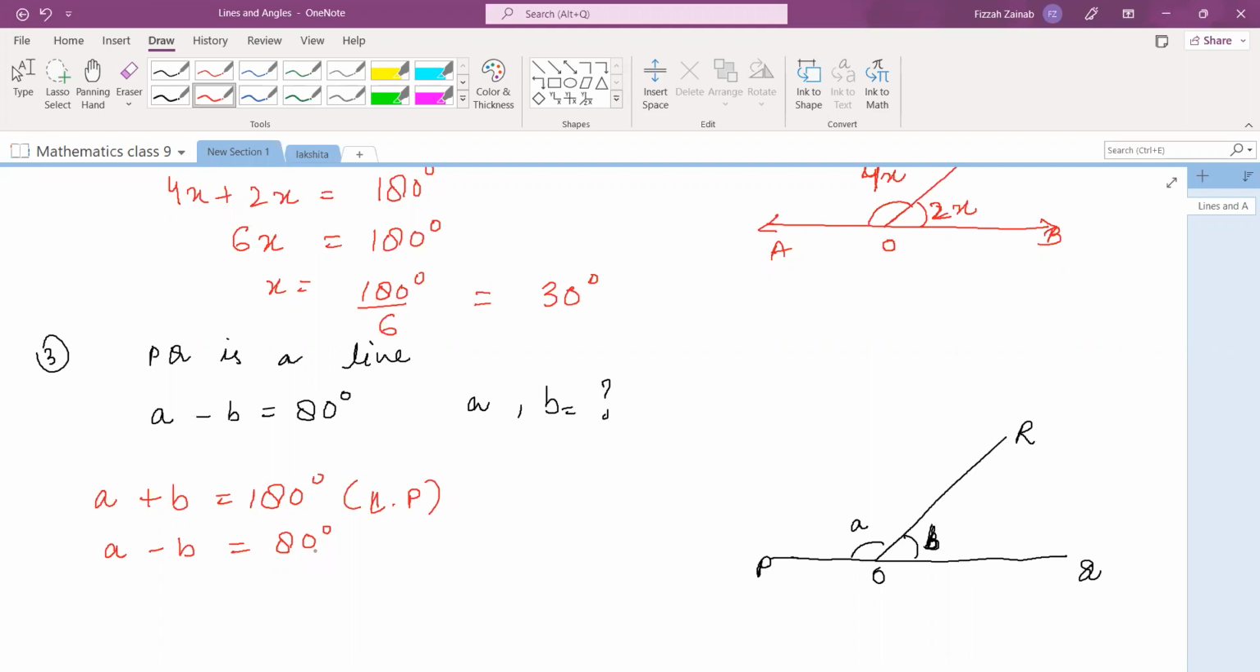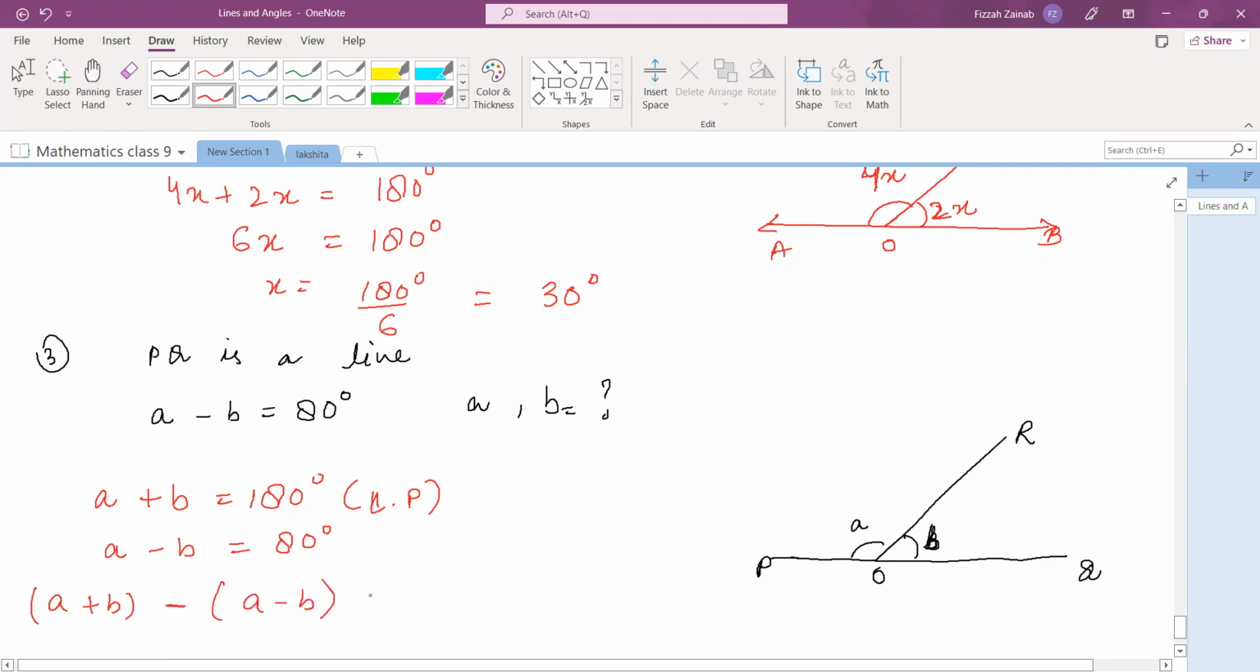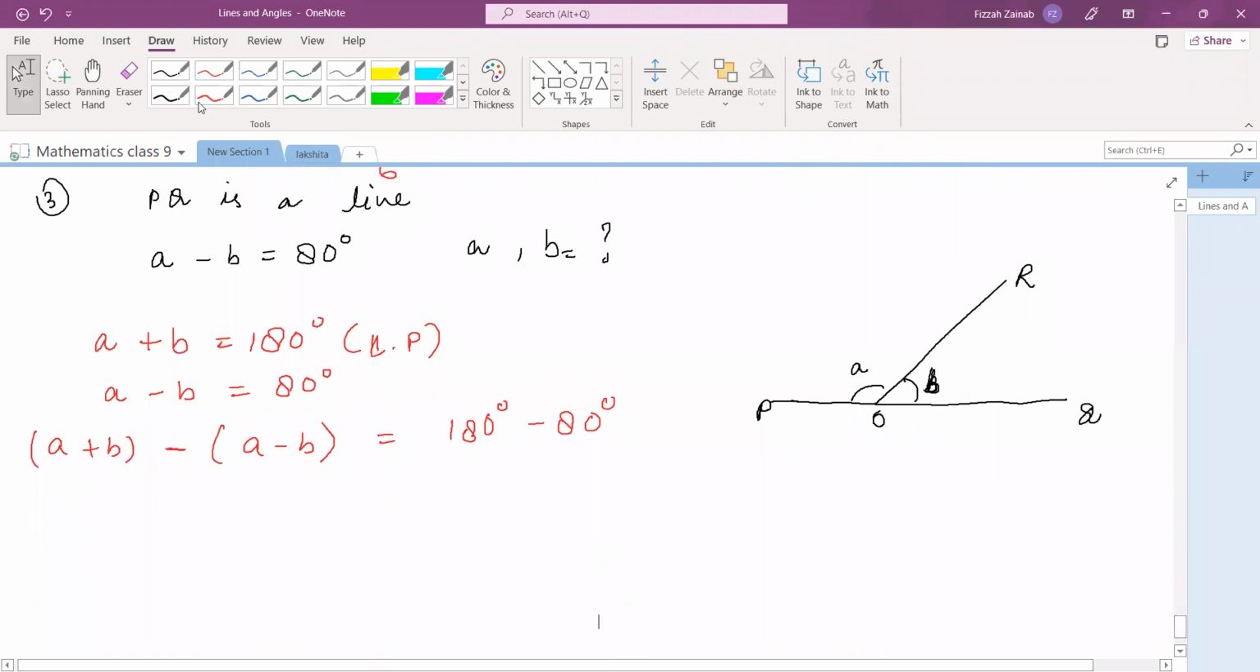I think the answer is 50 degrees. Yeah, if you can solve it, which 50, A or b? b will be 50 degrees from here. Or if you don't know, you can just subtract one equation from the other. So if you subtract A plus b and then minus A minus b, is that okay, Adil? And then 180 degrees minus 80 degrees. So this is how you subtract the two equations. So you can solve it here itself.